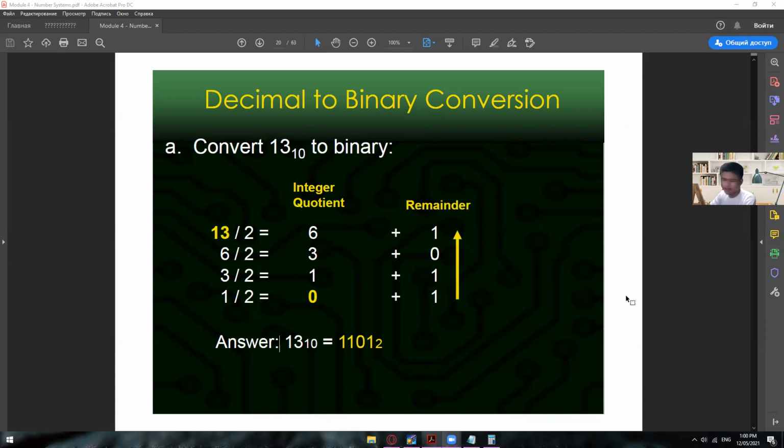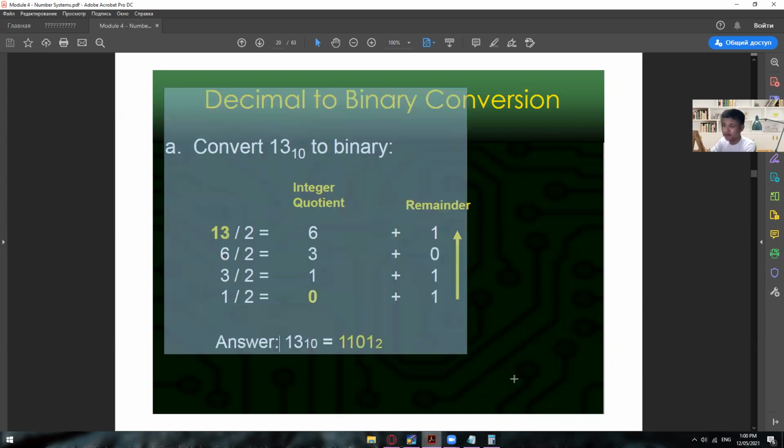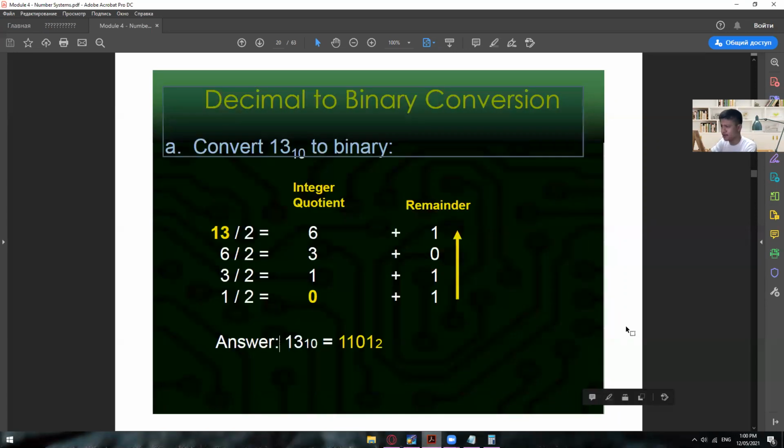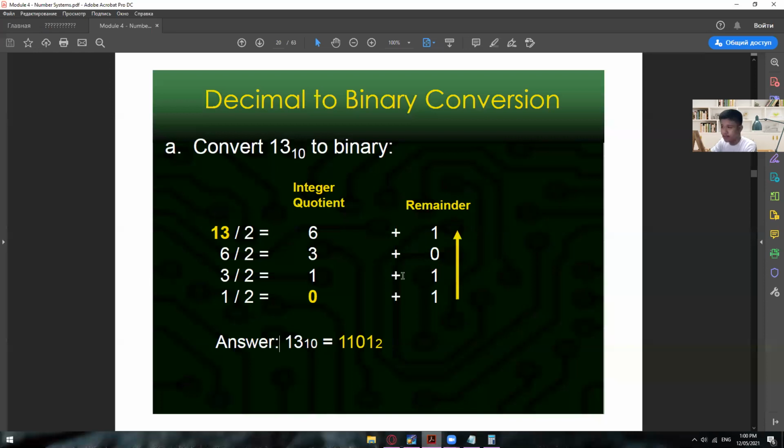So again, I'll give you guys 30 seconds to 1 minute to verify whether you've really understood this one or not. So let me know which part you didn't understand, so that we can go over that one and discuss that one again.